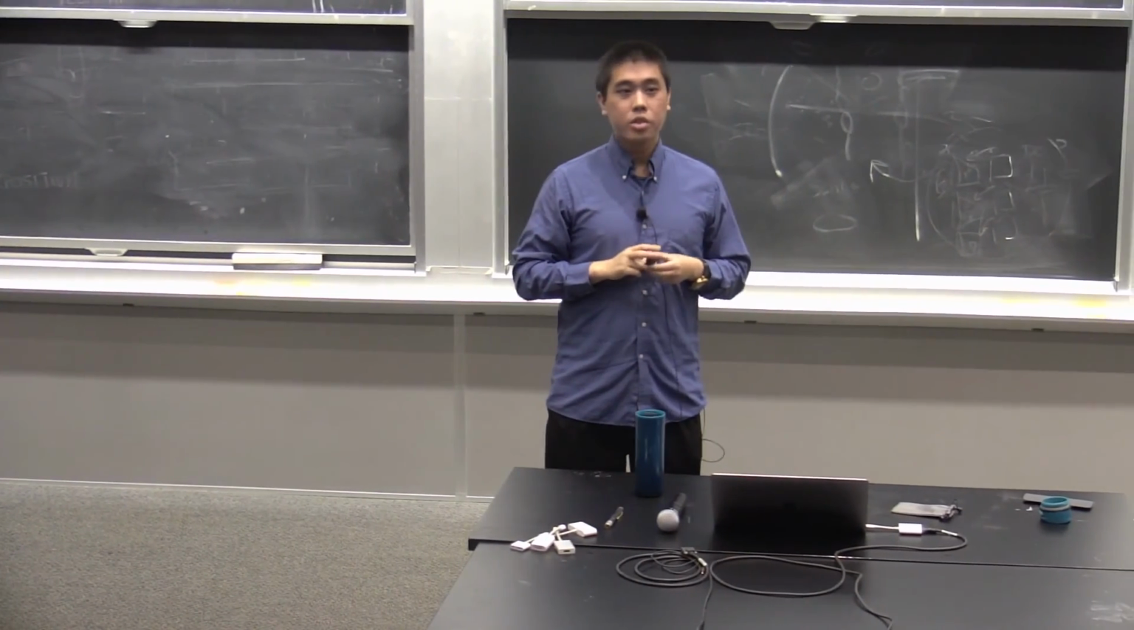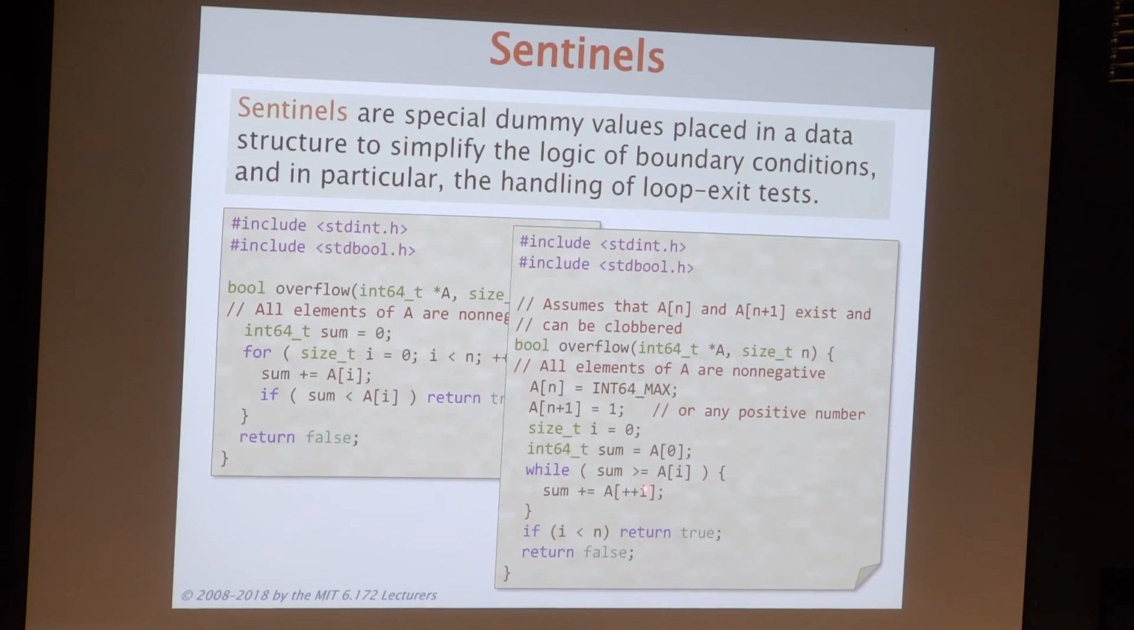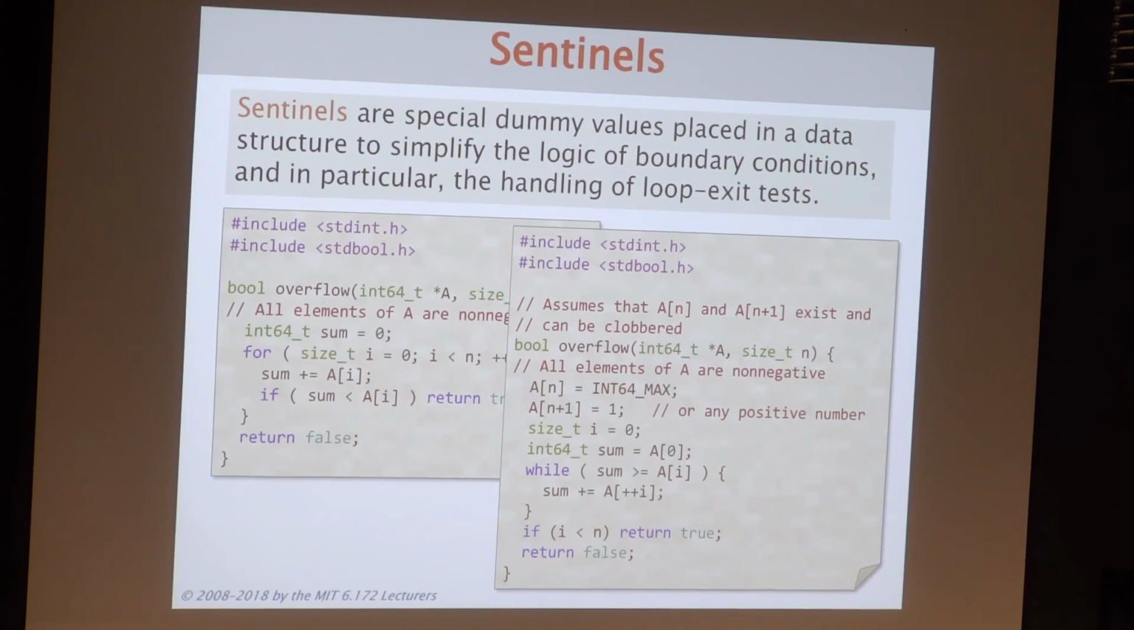So does this make sense? So here, in each iteration, I only have to do one check instead of two checks as in my original code. I only have to check whether the sum is greater than or equal to A of i. Does anyone know why I set A of n plus 1 equal to 1?